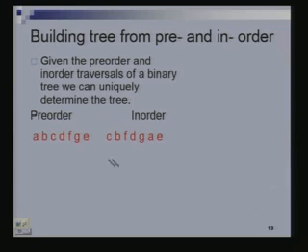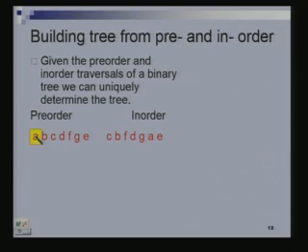Let's see. Given this pre-order traversal, what can I say first? A is the root. So I have marked A the root. Now, what should I do? B is the left child? Is this true that B is the left child? No, not necessarily. The root might not have a left child at all. That can happen. So we cannot say anything. All we can say is A is the root. We need to find A in the in-order traversal.